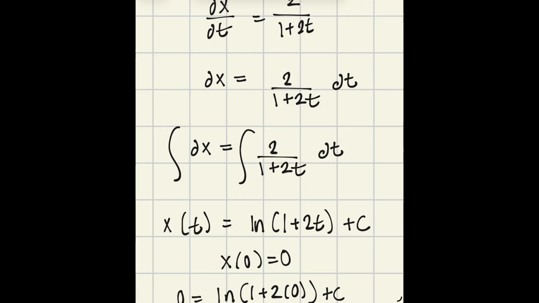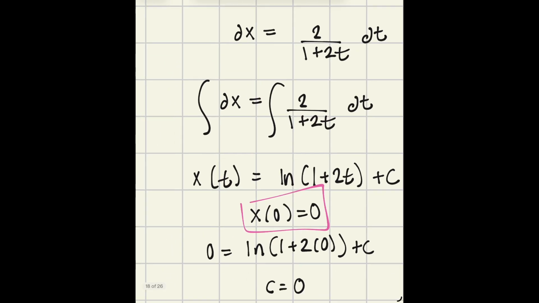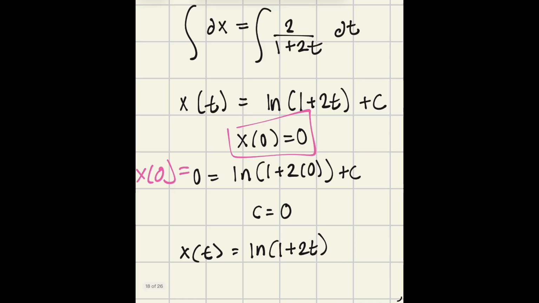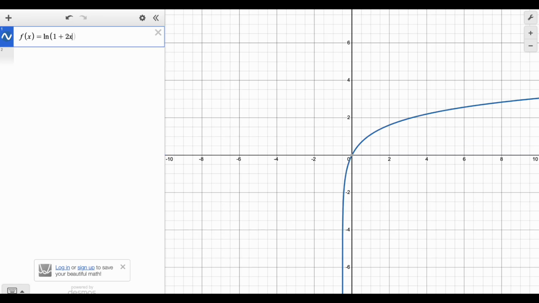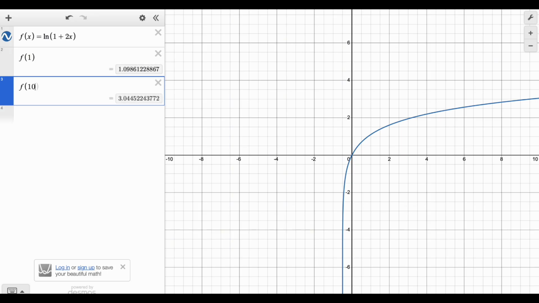And then again, same as our conditions before, x of 0 is going to be equal to 0. We're just going to put that in. So ln of 1 is 0, so this c is just going to be 0. So we're just going to have x of t is equal to ln of 1 plus 2t. And now let's check out how this x of t function works in Desmos. Okay, now I'm putting it in, but just know that you could probably do this on your own. Yeah, I messed up the x of t. But anyway, it's just a function, right? So this is just the easiest to put on Desmos.